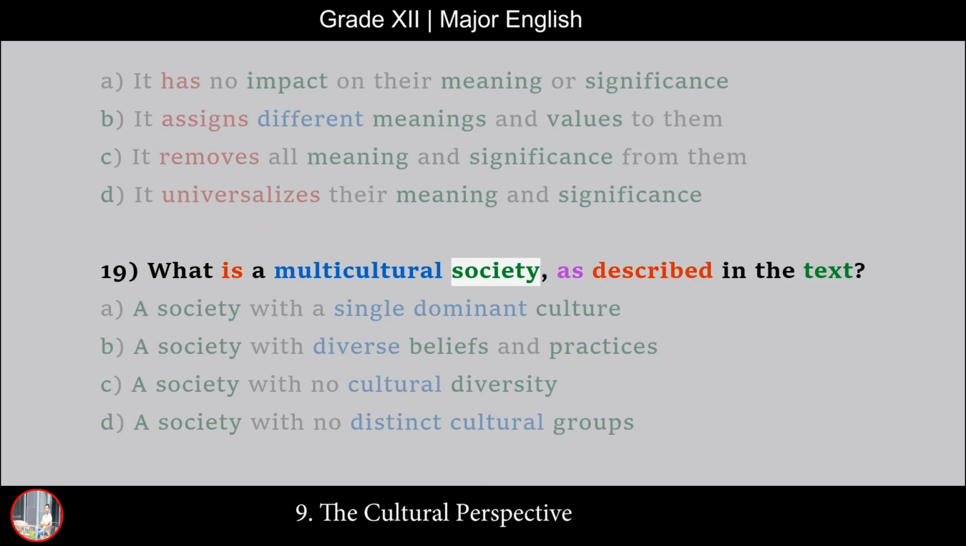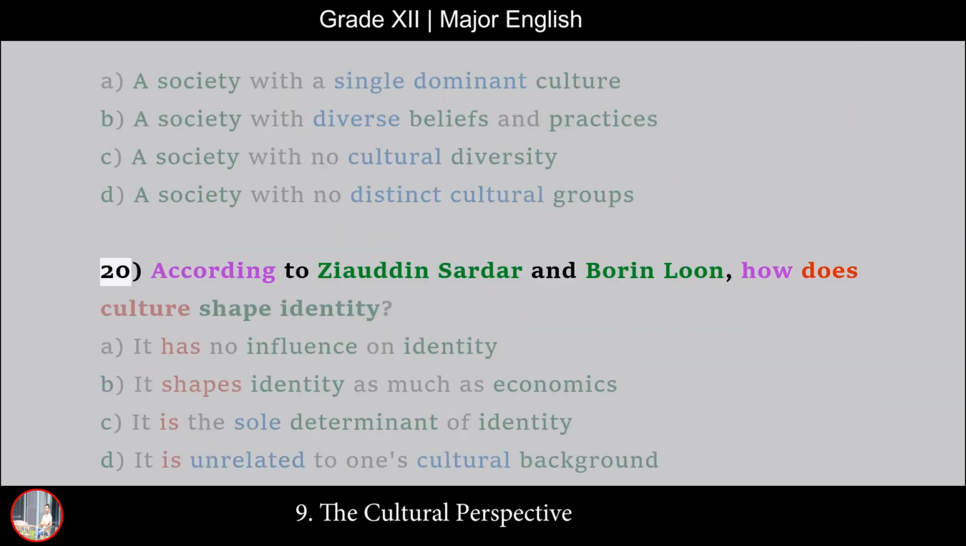What is a multicultural society, as described in the text? A. A society with a single dominant culture. B. A society with diverse beliefs and practices. C. A society with no cultural diversity. D. A society with no distinct cultural groups.